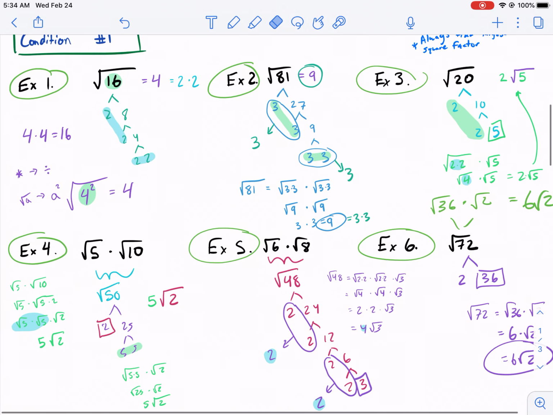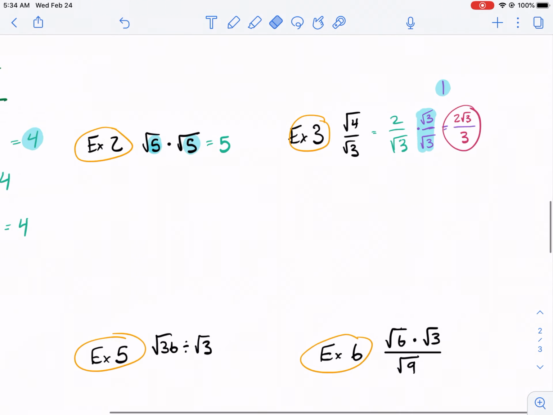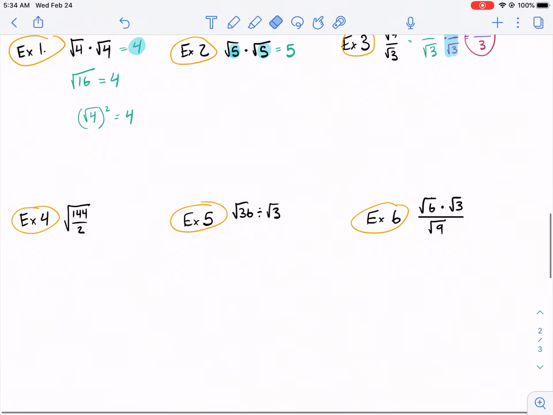Now this follows all the conditions. There's no perfect squares inside the radical. There's no fractions inside the radical, and there's no radical in the denominator. All 3 conditions are met, and there is our final answer. Now, let's go ahead and apply this.